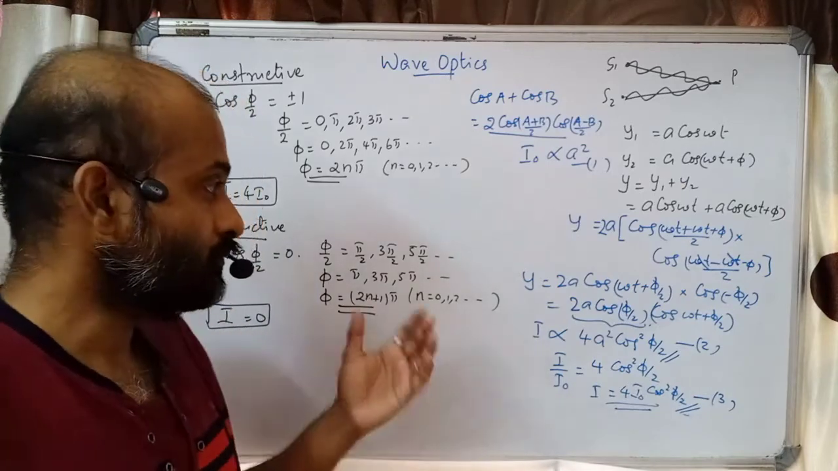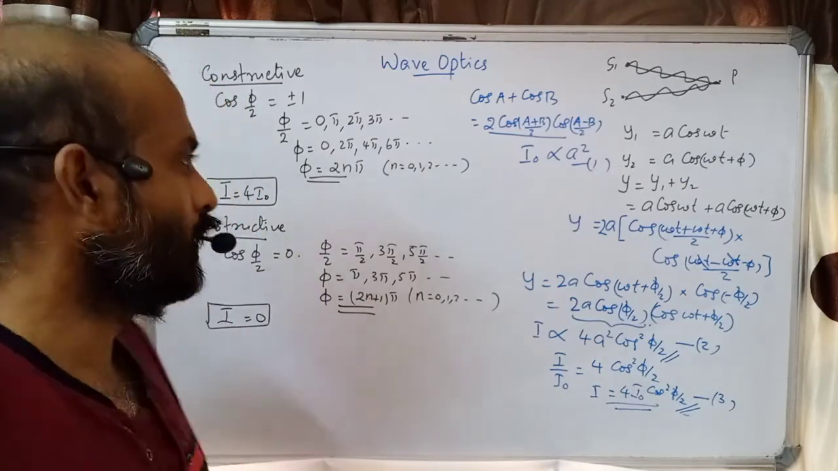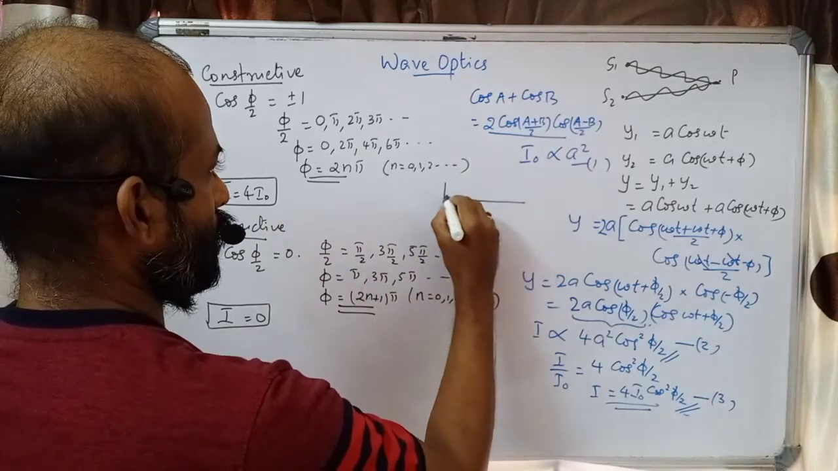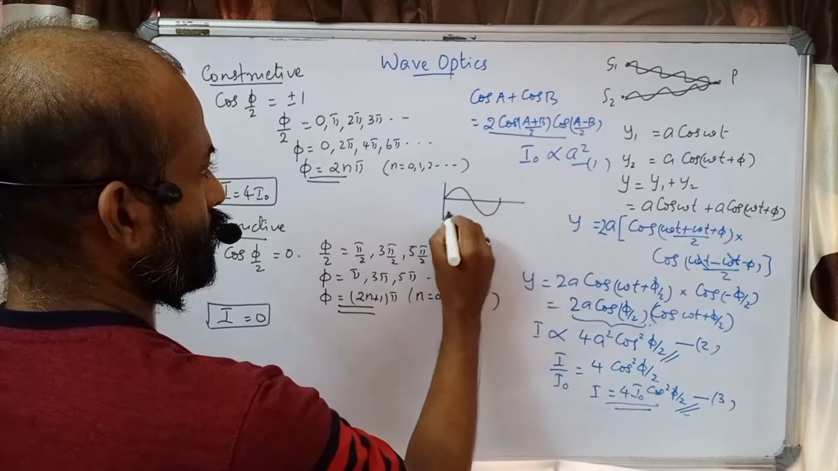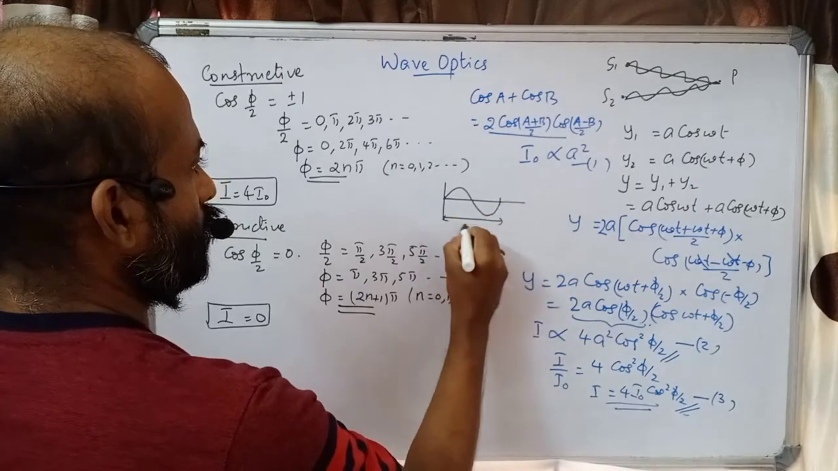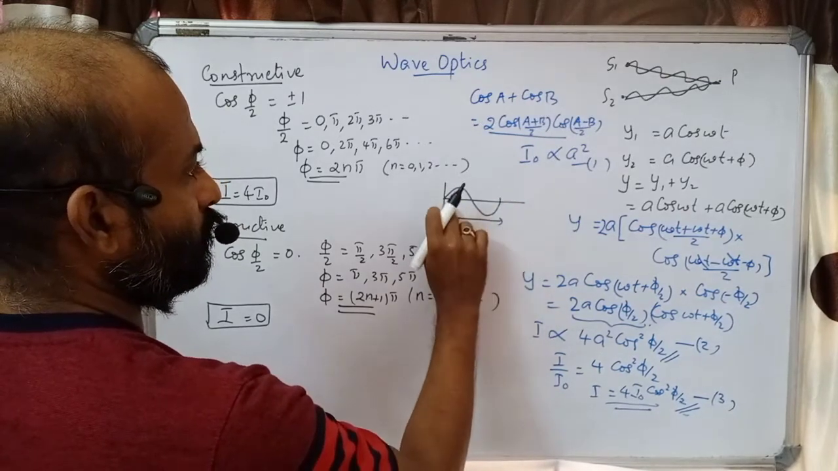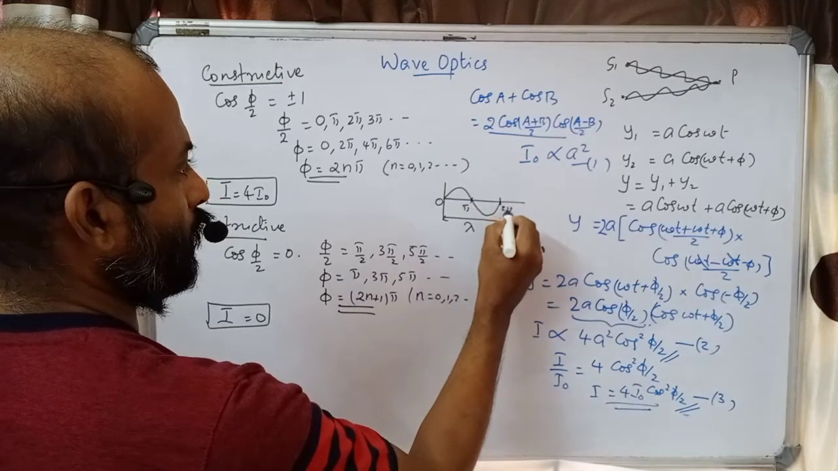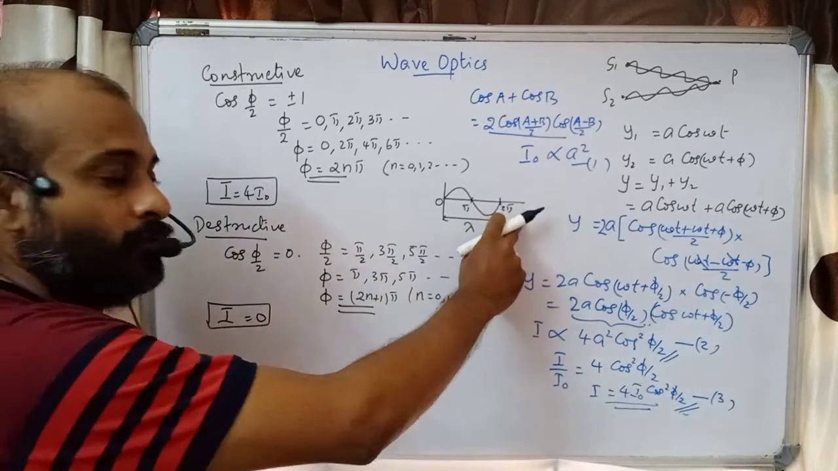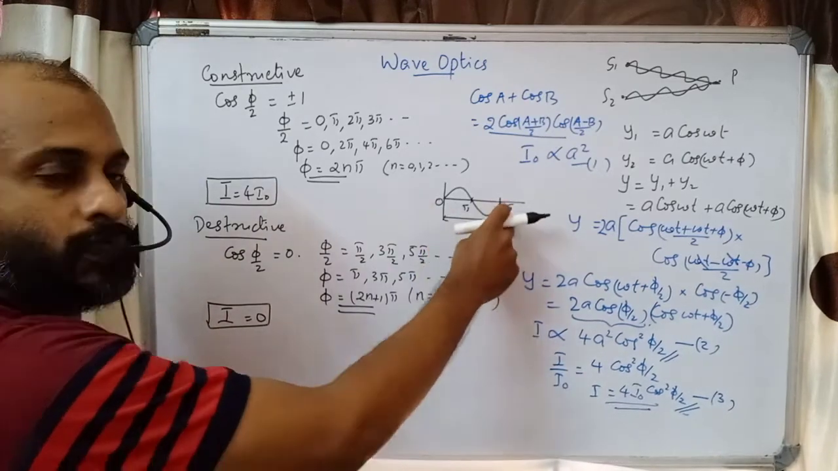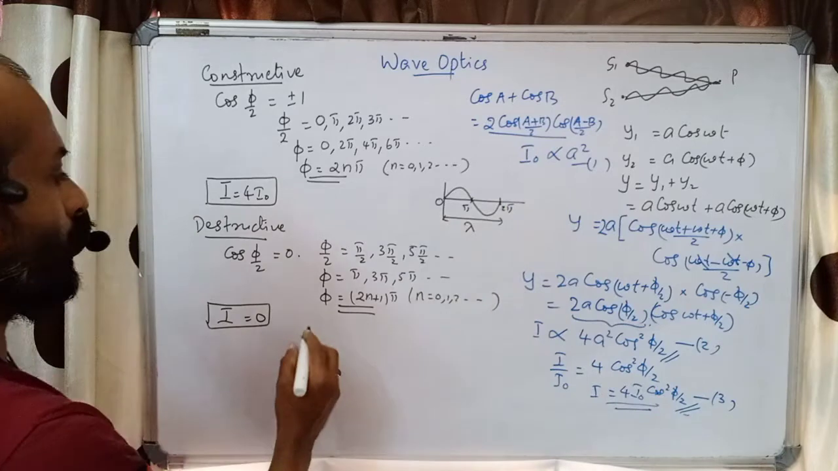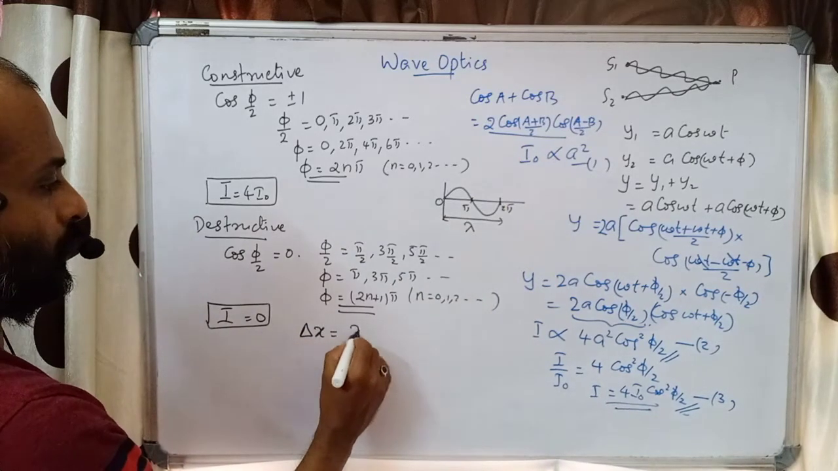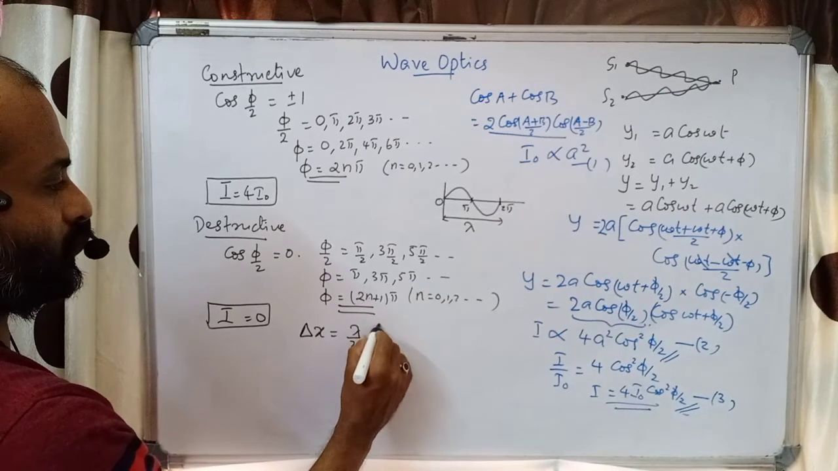Now we need a path difference. We know that for a wave, this length is lambda. For a length lambda, what is the phase value? This is 0 phase, this is pi, this is 2 pi. If the path difference is lambda, the phase difference will be 2 pi. So we have a general equation: path difference delta x is equal to lambda by 2 pi into the phase difference.